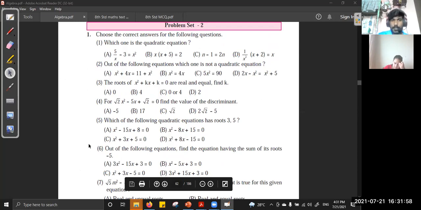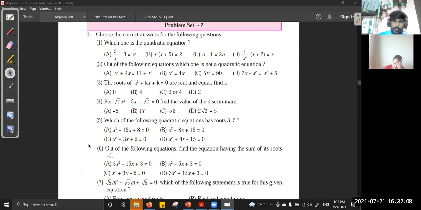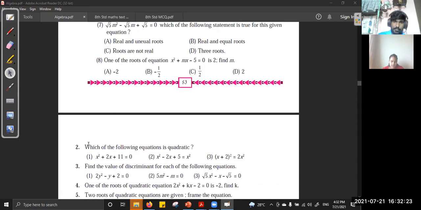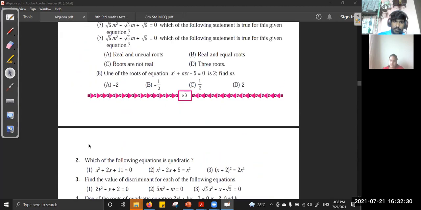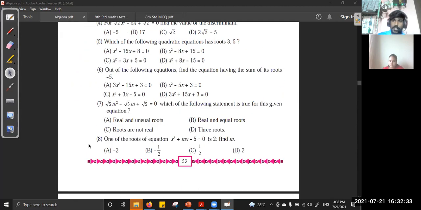Fourth one. Find the value of the discriminant. Can you do this one? For that, you'll have to solve. First we'll have to find what A, B, and C are. Then we will have to say that... no, I don't know. Then what do we have to do? Discriminant. What is the discriminant?